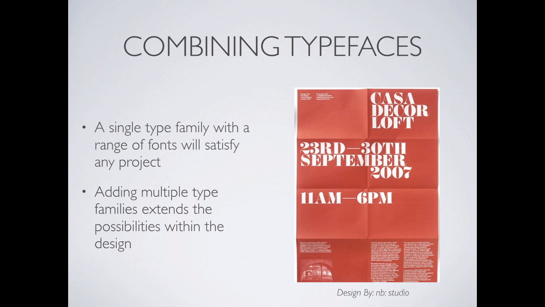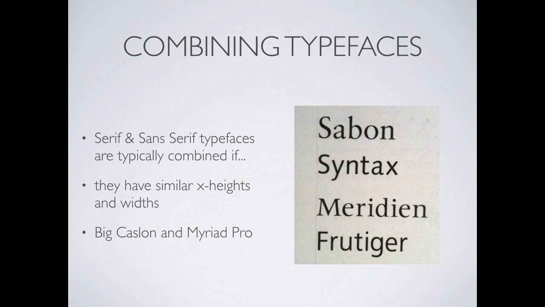Obviously, it gives you far more possibilities for how things come together, but you have to pay more attention to how they combine. And if they're going to combine, they need to have similar cap heights and X heights. Otherwise, they won't feel right when you put them together. So in this case, I have a couple different examples. Sabon and Syntax, Meriden and Frutiger. The X heights are the same in those letters. The cap heights are the same. Therefore, we can combine them together.